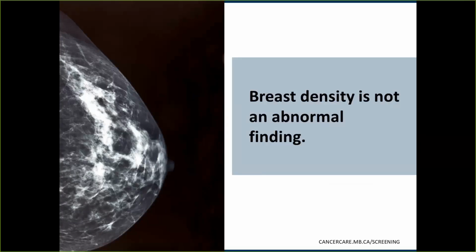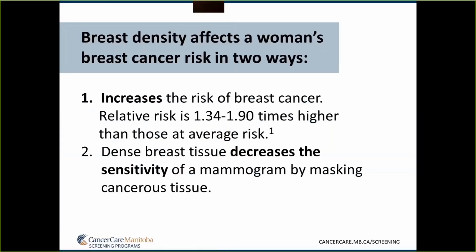Breast density is not an abnormal finding. It's just a spectrum of imaging impressions that depend on how much you've got in the way of connective and glandular tissue. More fat, the lower the density. More in the way of connective tissue and glandular tissue, the higher the density.